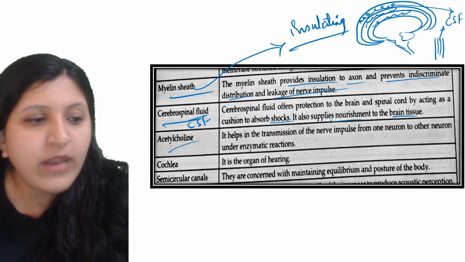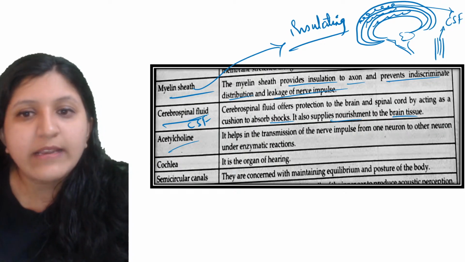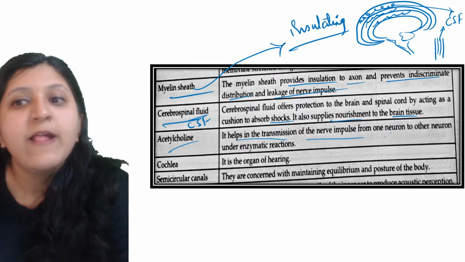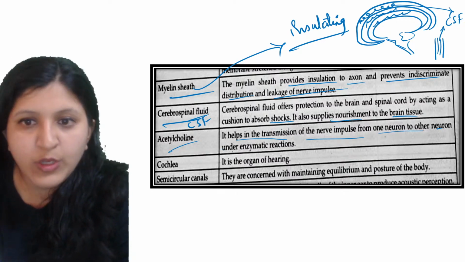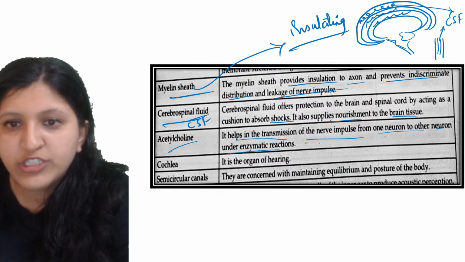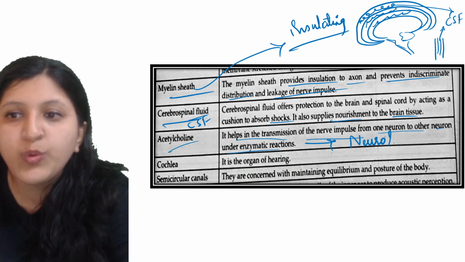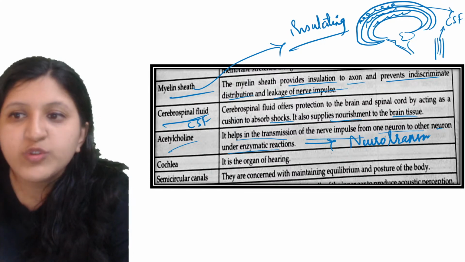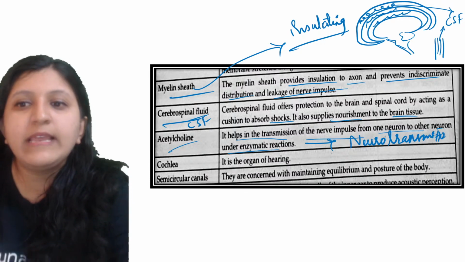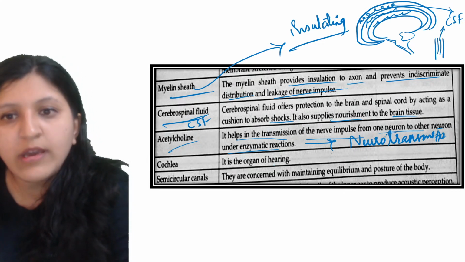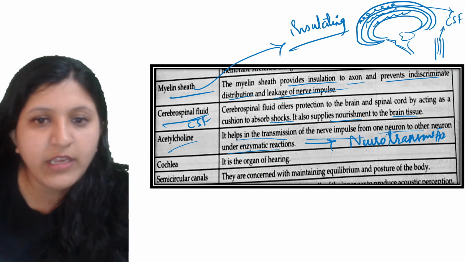So acetylcholine is present. What exactly does it do? It helps in the transmission of the nerve impulse from one neuron to the other neuron under enzymatic reaction. So that means acetylcholine is a neurotransmitter. Neurotransmitter is basically where the impulse is transferred from one neuron to the other neuron under the enzymatic reaction.